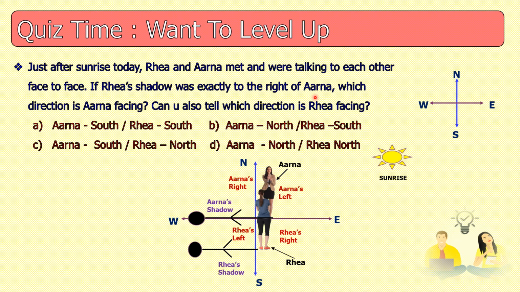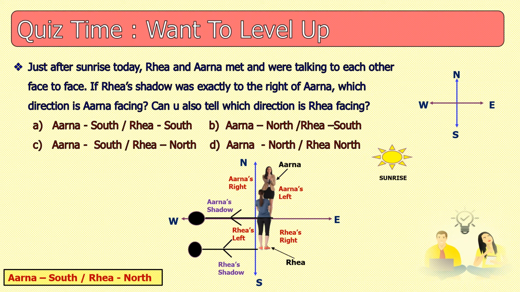Can you also tell which direction is Riya facing? Riya is talking face to face with Arna. So she is definitely facing north, opposite direction. Arna south, Riya north.